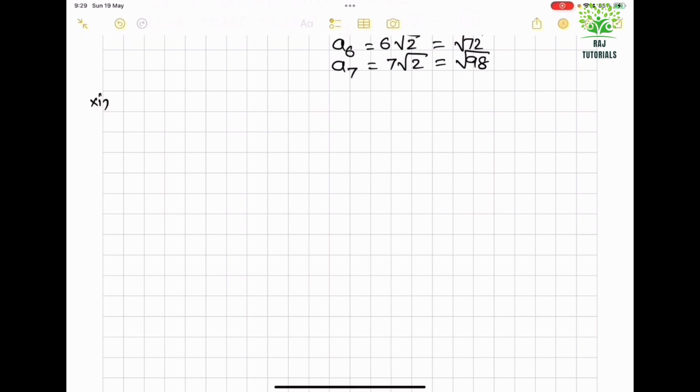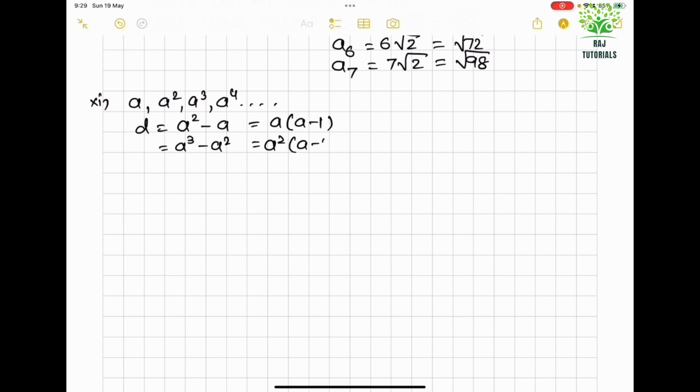The next one is a square, a cube, a raised to 4, and so on. So d will be a square minus a cube minus a square. See, if I take a common, it is a minus 1. Here if I take a square common, it is a minus 1. So I can say it is not an AP as d is not equal.